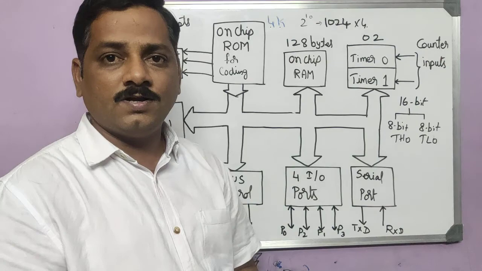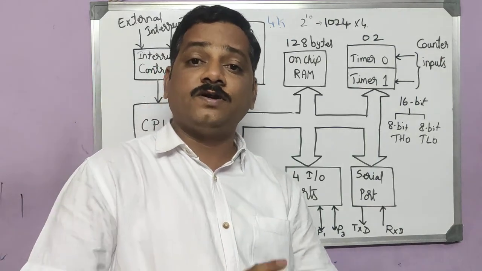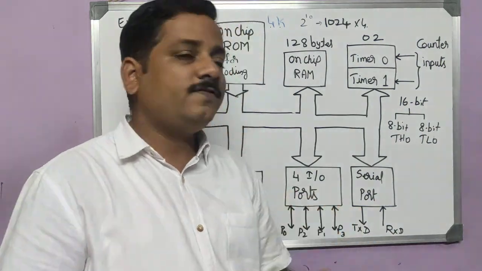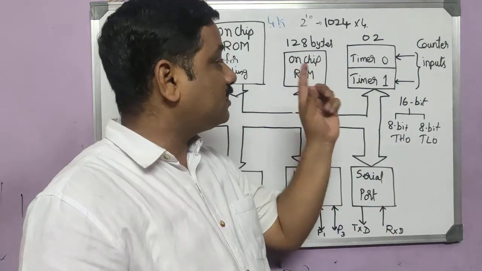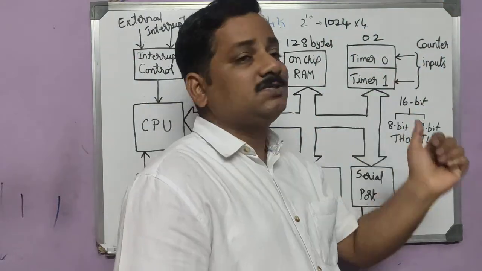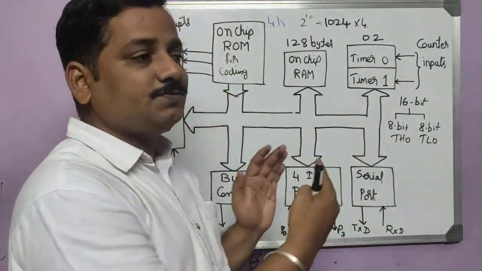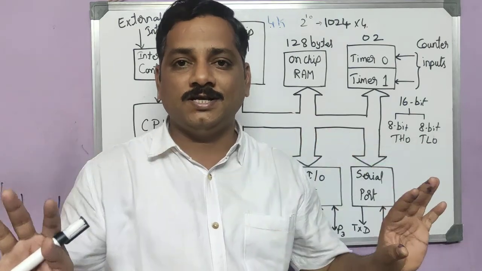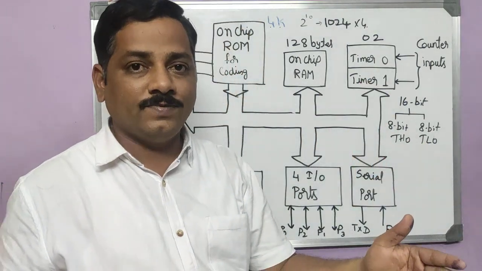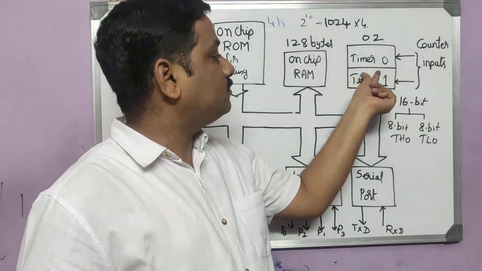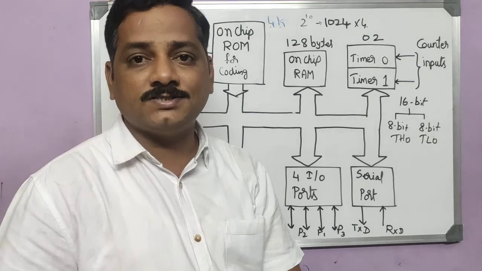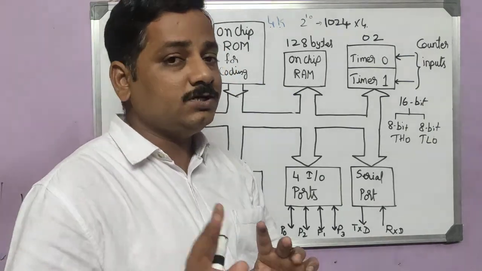Any one of the timers can be used in different modes: mode 0, mode 1, mode 2, mode 3. There are different modes of timers. The detailed study will be done in the chapter where we take up these timers. Here we just have to understand the block. It is 16 bit but split into two 8 bits. Timer 0 and timer 1 will have their own addresses, which will be discussed further. There are only two timers.